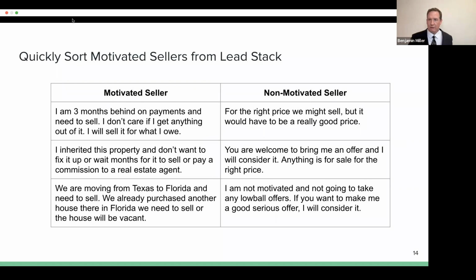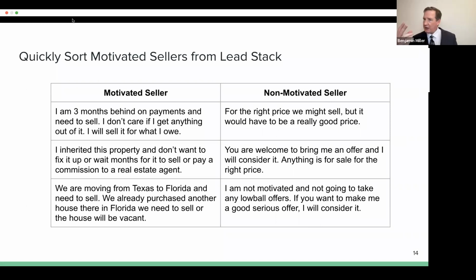Now, here's a non-motivated seller. If they say something like, well, listen, you're welcome to bring me an offer and I will consider it. Anything is for sale for the right price. That's not a motivated seller. Just cut them off right there and say, well, listen, I'm an investor. I can't pay you full price. Here's my business card. If you get more motivated, call me in the future.